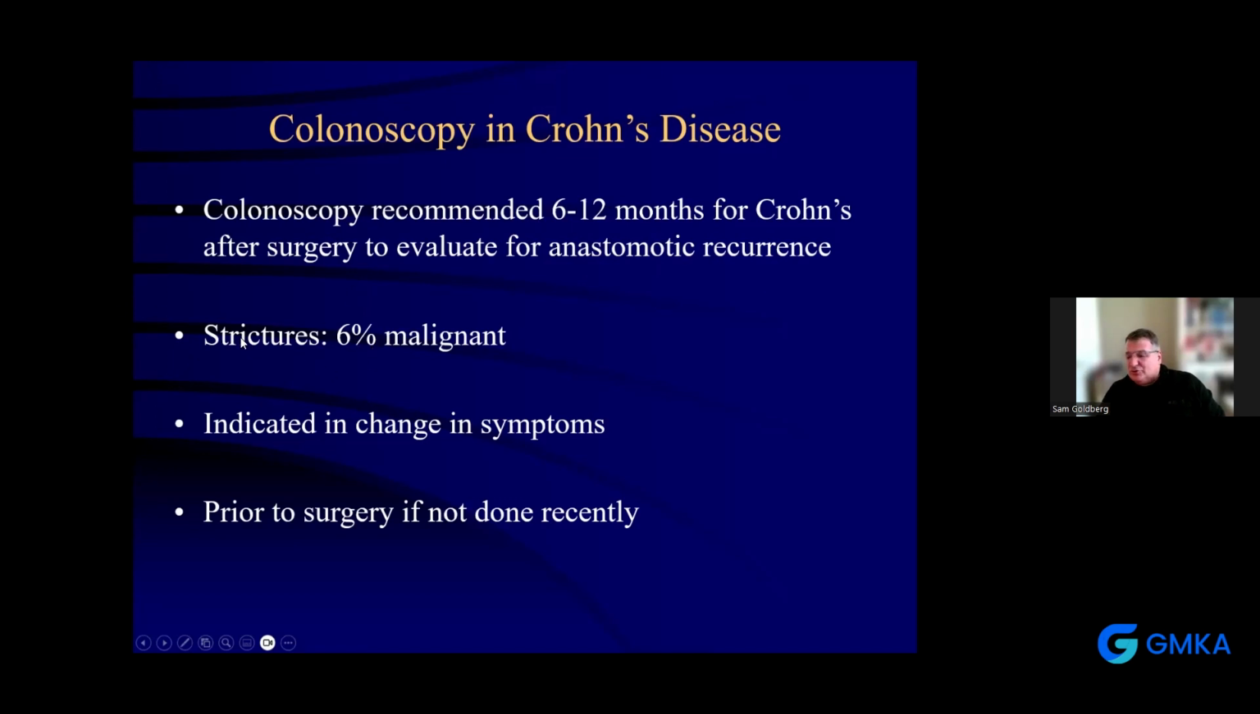So if somebody has a new stricture and it's in the colon, they need a scope. In the small intestine, they probably don't need a scope unless they don't respond to therapy. Any changes in the patient's symptoms should get a new colonoscopy, because remember, they're at increased risk for cancer. So if they have a change in symptoms, not only do you have to look to make sure that your medical management for the Crohn's is working, you also have to make sure that they haven't developed a new cancer.